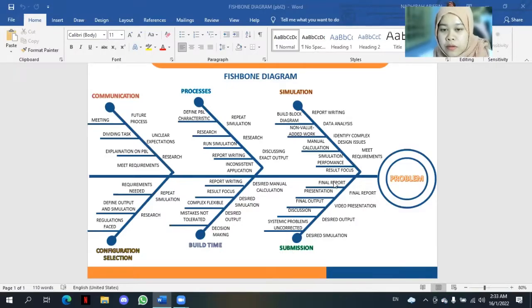We proceed to the final report, presentation, final output, discussion, and systemic problems uncorrected, which is for the report. And then for the final report, start doing the video presentation, show the desired output, and show the desired simulation.